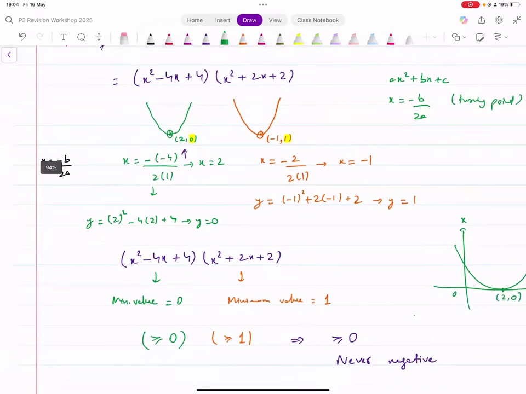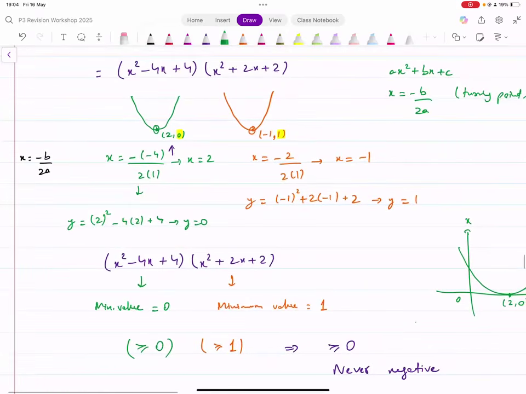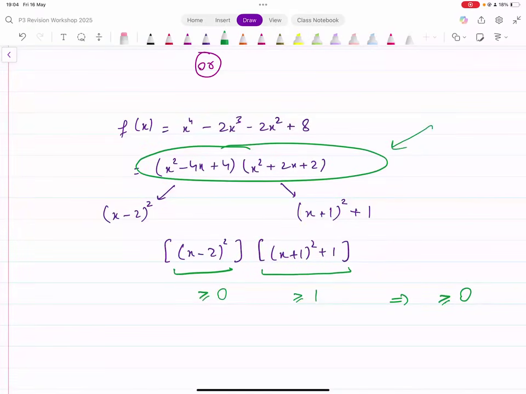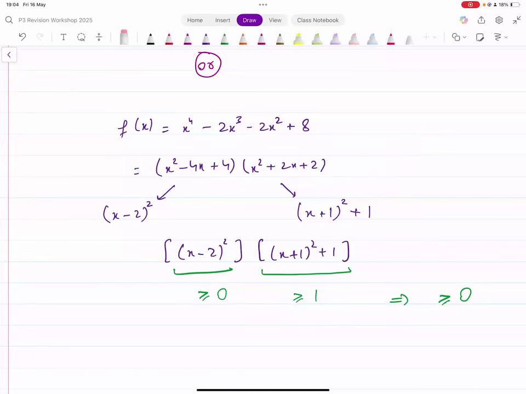This is one way of doing this. The other way you could use is the completing the square method. You have these two expressions, you still have to factorize them. These are the factorized forms. You complete the square for both of them. The first one, when you complete the square for that, turns out to be a perfect square. That's x minus 2 whole squared.